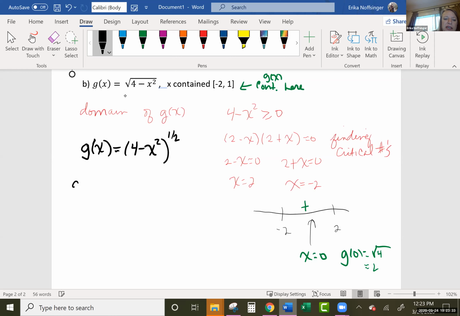And so looking at g prime of x, general power rule, bring down our power, we have 1/2 times the inside, which is 4 minus x squared, subtract 1 from our power. So that would now be negative 1/2 times the derivative of the inside. So the derivative of 4 minus x squared is negative 2x. Clean it up a little bit.